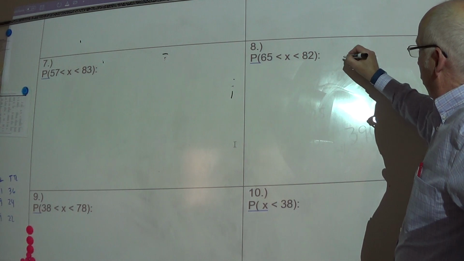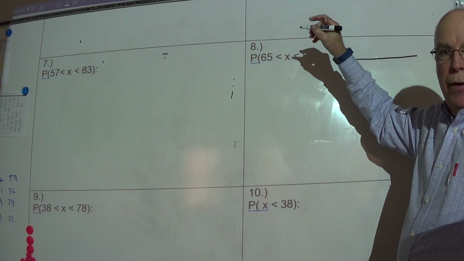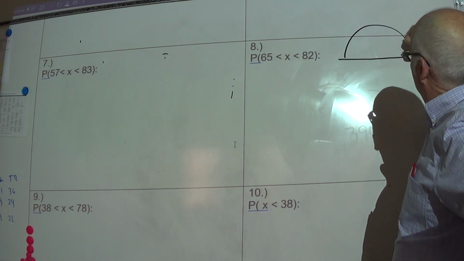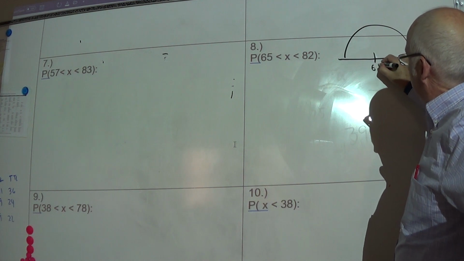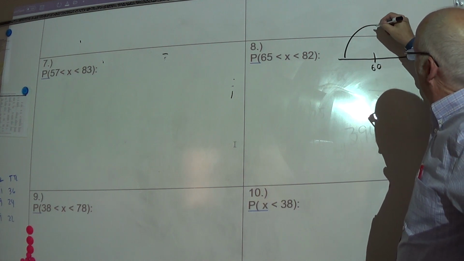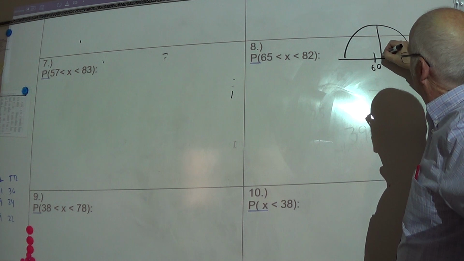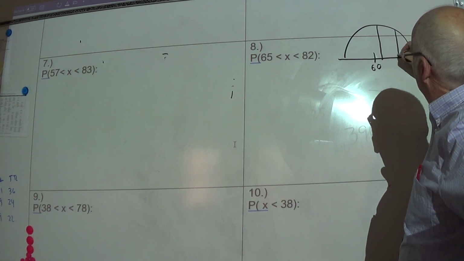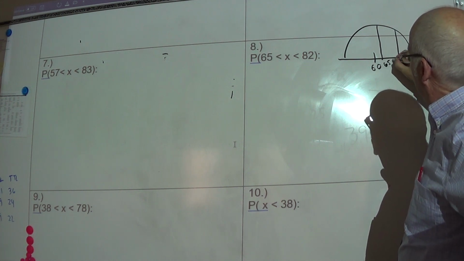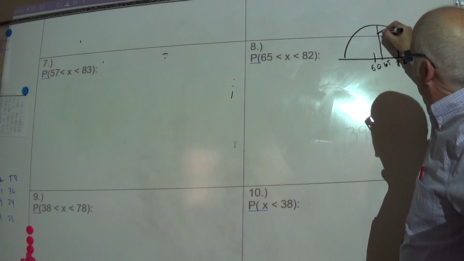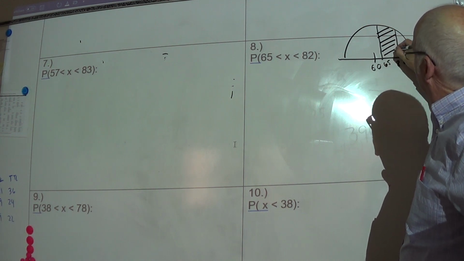So again, let's just draw a little picture so we have solidified in our mind what we're being asked to solve. So if you draw the curve, 60 is in the middle, that's our mean, and we're a little bit to the right of the mean, so we're going to go from 65 to 82. This is not to scale. So it's asking you for this area right in here.